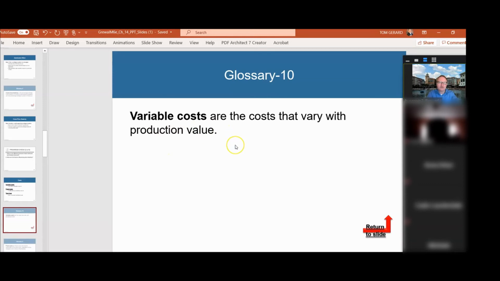The cost of each radio doesn't change. Say it's a $100 radio we're putting in the cars we're manufacturing. The cost of each radio does not change, but the number of radios depends on how many cars I make. So the variable costs are the costs that vary with production. It says production volume, but think about if I build 100 cars, I've got 100 radios at $100 each. If I build one car, I only have one radio.